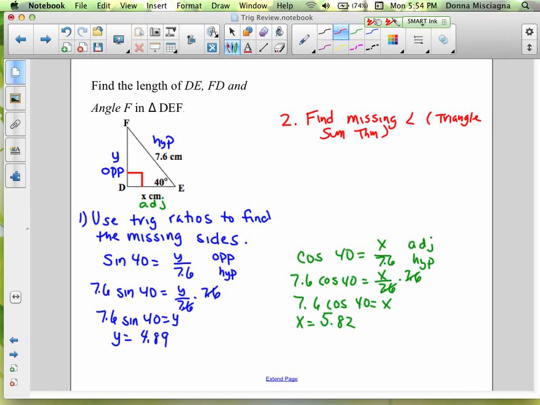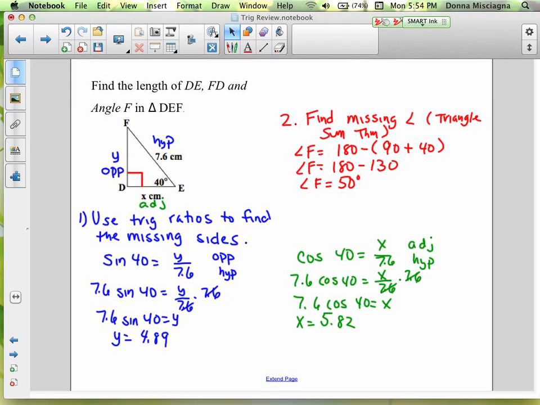So this will be looking for angle F. Angle F is equal to 180, right? Because all together the angles add up to 180. We'll subtract the two known angles, which is the right angle and that 40-degree angle. So that is 180 minus 130. So angle F equals 50 degrees. And it is fine for triangle sum theorem.